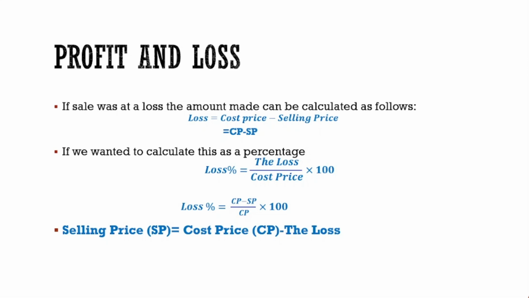If we want to calculate the loss as a percentage, loss percent is equal to the loss over cost price times 100. Loss percent as a formula is therefore equal to CP minus SP over CP times 100. So when a loss happens, the selling price is equal to the cost price minus the loss that was incurred.